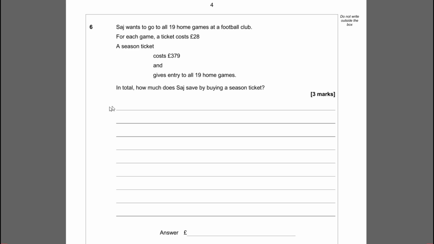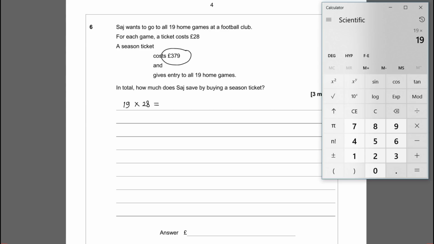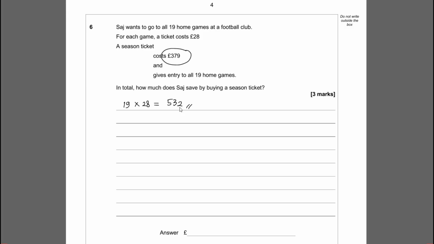Well, okay, so he has to compare the cost of the season ticket, which is 379, with all the single tickets if he has to buy 19 times. So 19 times 28 is, let's use our calculator, 532. Well, it's obviously much more expensive than this one, but how much does he save?